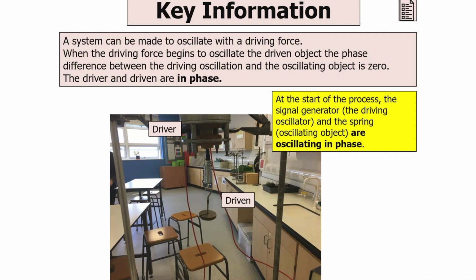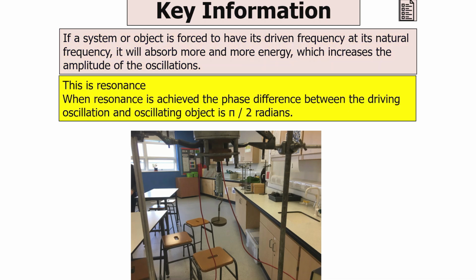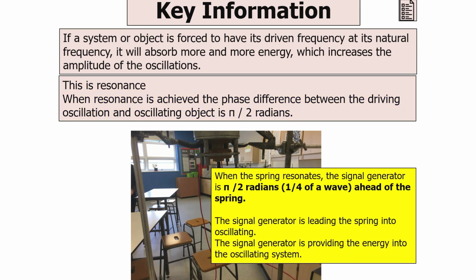So at the start of the process, the signal generator, which is the driving oscillator, and the spring, the oscillating object, are in phase. However, if the system or object is forced to have its driving frequency at its natural frequency, it will absorb more and more energy, which increases the amplitudes of oscillations. And this is resonance. So when resonance is achieved, the phase difference between the driving oscillation and the oscillating object is pi/2 radians. So when the spring resonates, the signal generator is pi/2 radians, or 1/4 of a wave, ahead of the spring. The signal generator is leading the spring into oscillating, so the signal generator is providing the energy into the oscillating system.